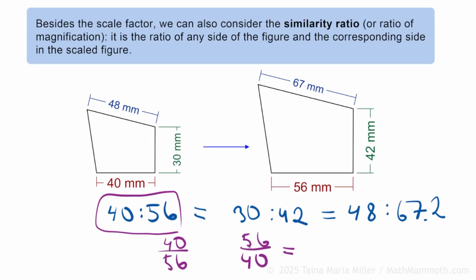This is divisible by 8, so is this. So we get 7 over 5. 7/5, which is 1 2/5, or 1.4. So 1.4 is our scale factor.